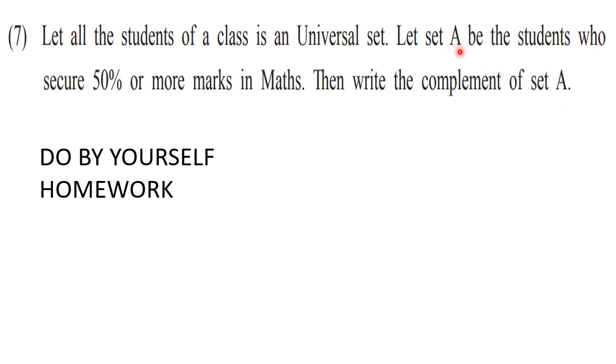That is how you will write A dash. A dash is the set of students who secure less than 50% marks in maths. Okay, so very easy, one simple statement answer: A complement, meaning A dash, is the set of students who secure less than 50% marks in maths. Okay, so I hope you will complete the homework.